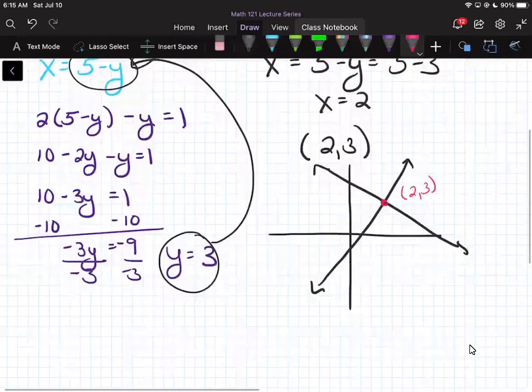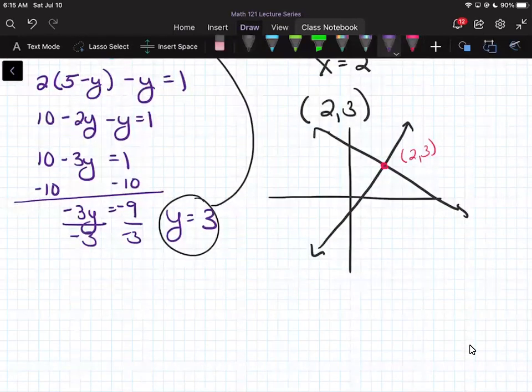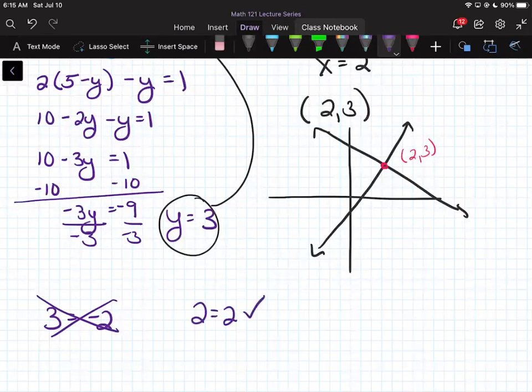Again, algebraically, if you were solving for a system that had no solutions, we would have ended up with something like 3 equals negative 2. That would have indicated we had parallel lines. Or if they were the same line, we would have ended up with something like 2 equals 2, and those lines would have been the same. But this was an example of a system that had one solution.